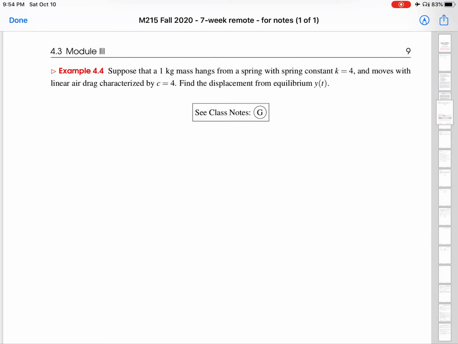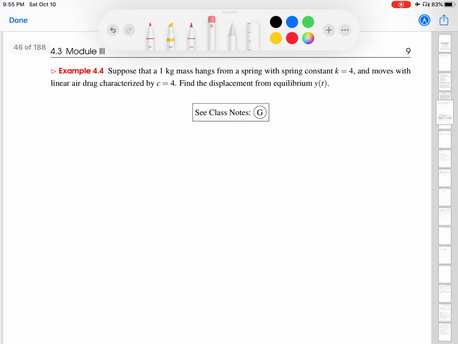Let's talk about class notes G from lesson 4. So in this example, we are considering a 1 kilogram mass that hangs from a spring with a spring constant k equals 4. And I'm calling it here linear air drag. Again, that's the same drag force, air resistance, dashpot, all the same model that we've been using in this lesson, with c equals 4. And the idea is to find the displacement from equilibrium.